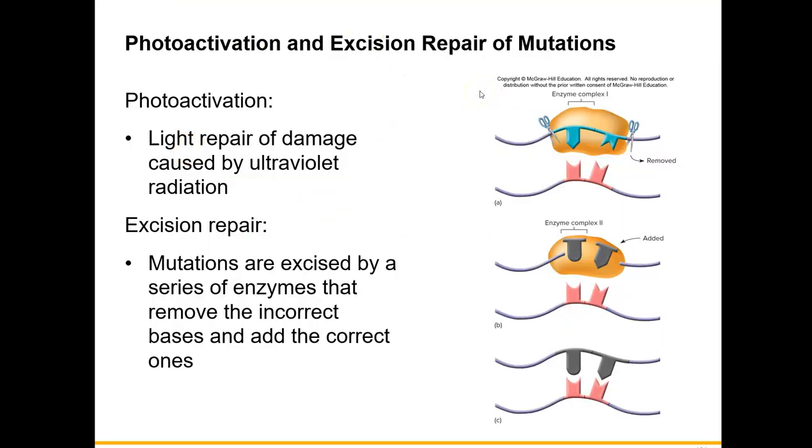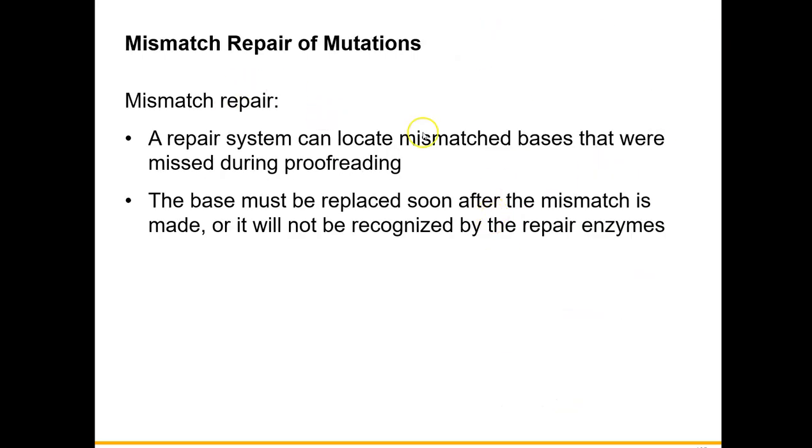Then there's also repair. So in the UV radiation lab that we did, we wrapped our plates in aluminum foil, and that's to make it so we can't have back mutations or repair. There's photo activation or light repair that will reverse the damage caused by UV radiation. There's also excision repair, which is where enzymes come in and correct the bases and add in the correct ones. Mismatch repair is a repair system that can locate mismatched bases that were missed during proofreading, and the base must be replaced soon after the mismatch is made, or it will not be recognized by the repair enzymes.